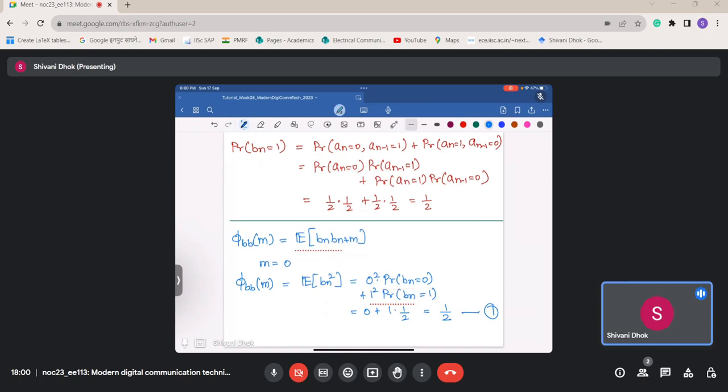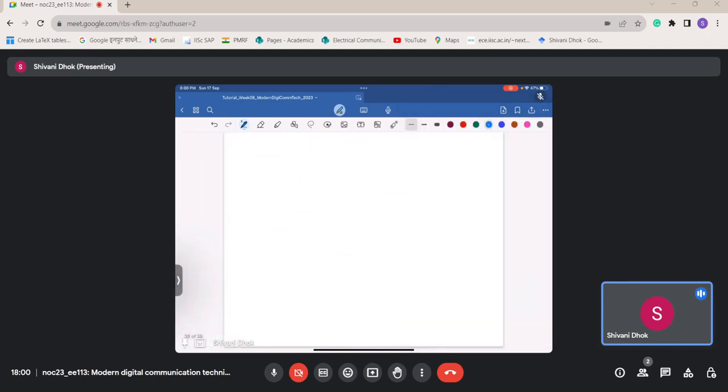Okay, so when m equal to 0, this phi bb of m takes a value as 1 by 2. Okay, now let us look at the cases when m is not equal to 0. So let's have this phi bb of m, and this is equal to expectation of an XOR. Let me write it properly. So this is bn into bn plus m.